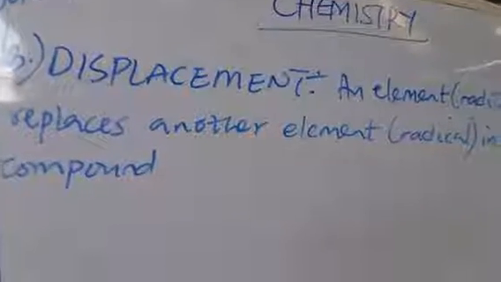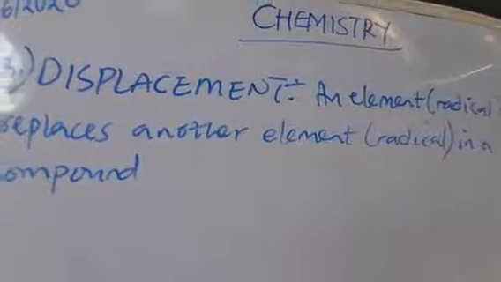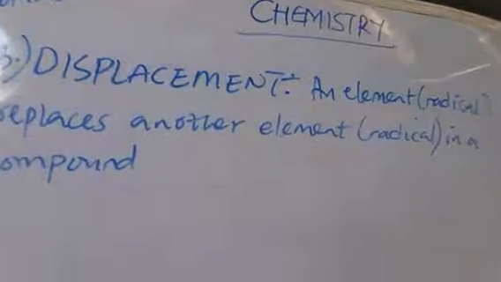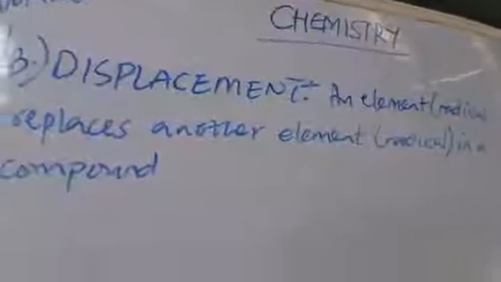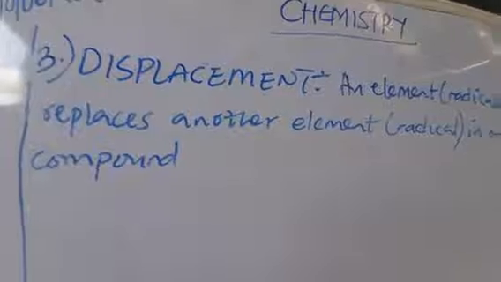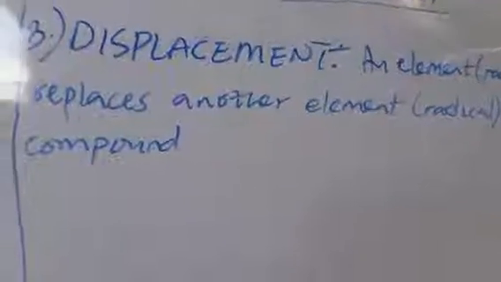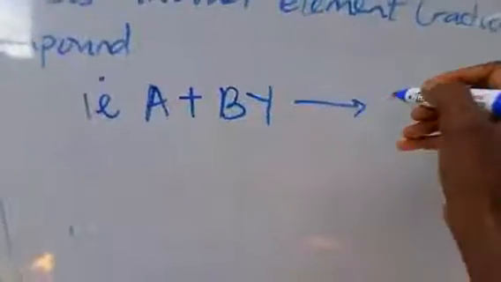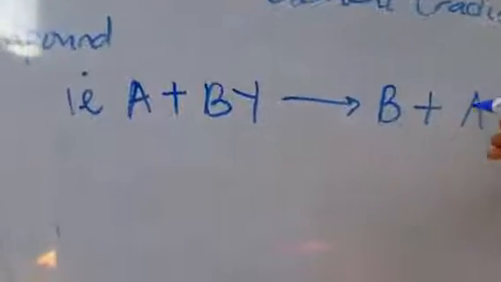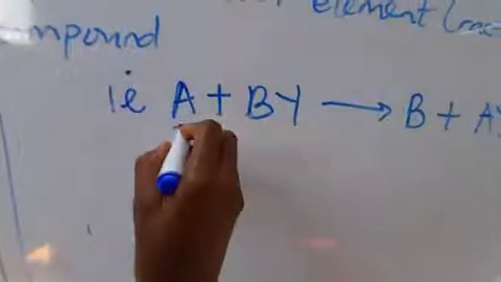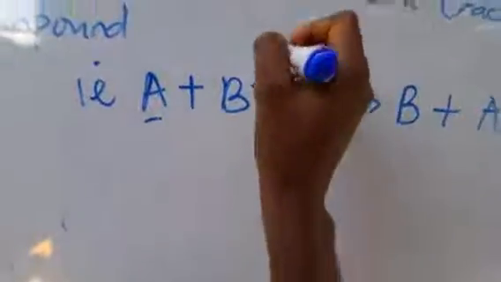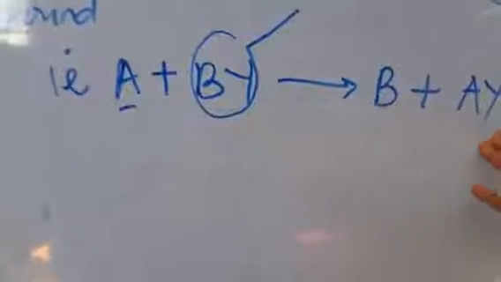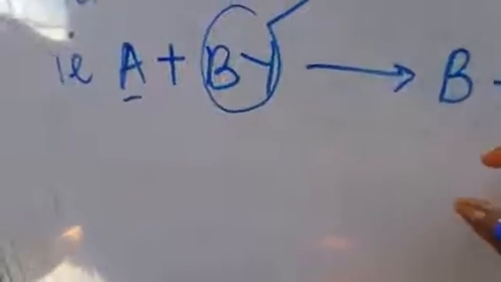Number 3, displacement reaction. This is the type of chemical reaction in which an element or a radical replaces another element or radical in a compound. That is, A plus BY gives us B plus AY. We can say that A has displaced B in this reaction. So this is an example of a displacement reaction.